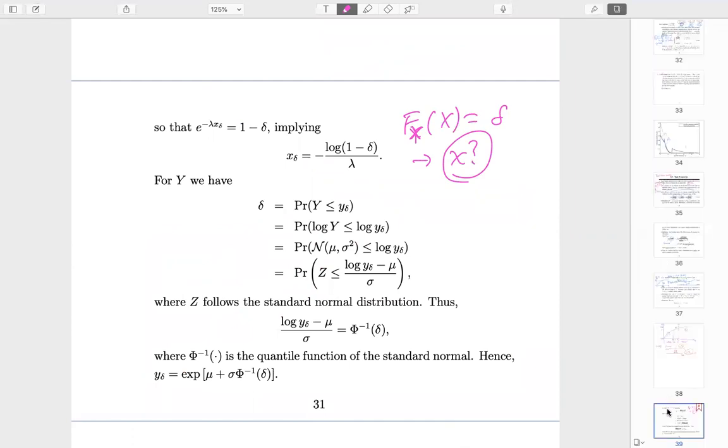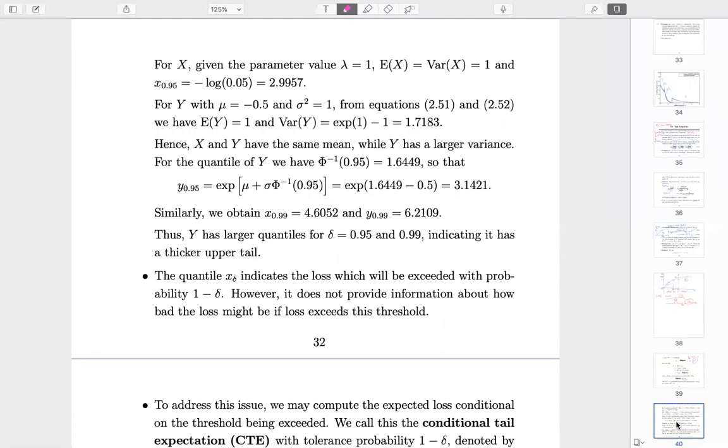So basically you are solving an equation for the CDF. Sometimes it's doable, sometimes you can't. Like in the case here, you have to rely on the normal distribution table to get the quantile, or you can use any software. Okay.